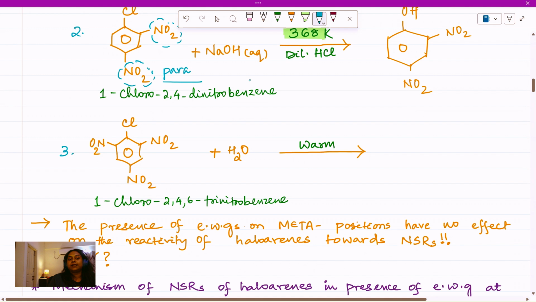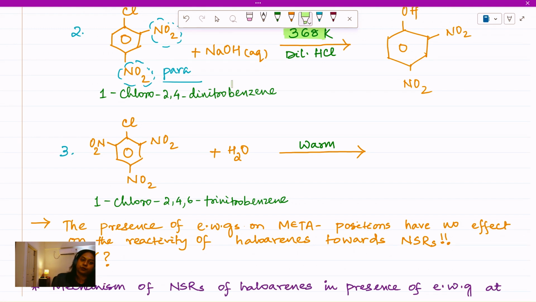Now, when we look at the third reaction, we have one more nitro group at the ortho position. So you have two nitro groups at ortho, this ortho and the other ortho. So this is an ortho position. This is also an ortho position. Two nitro at ortho, one nitro at para. So three electron withdrawing groups at two ortho and one para position.